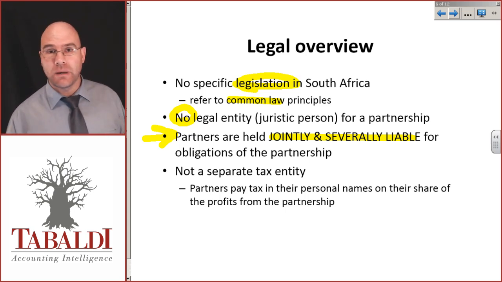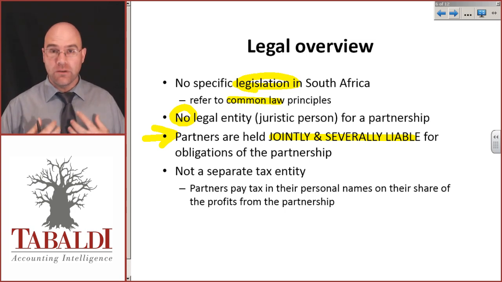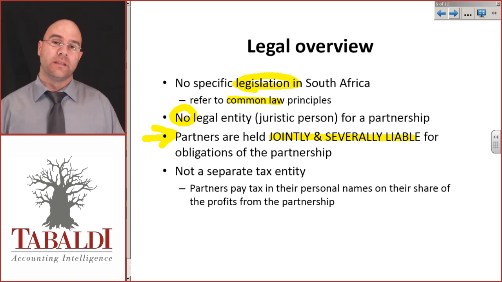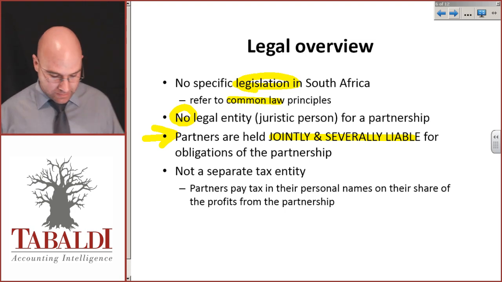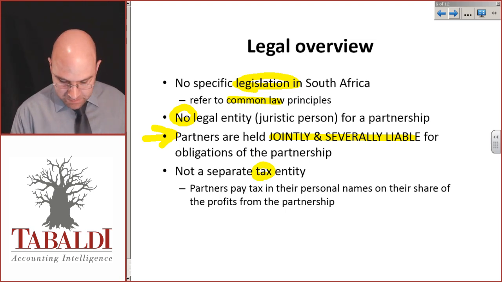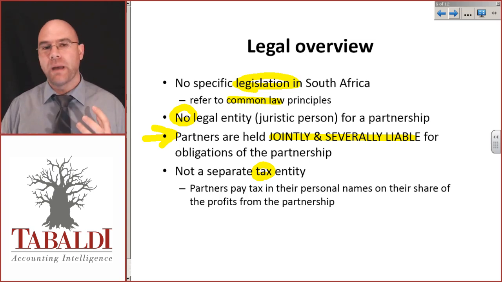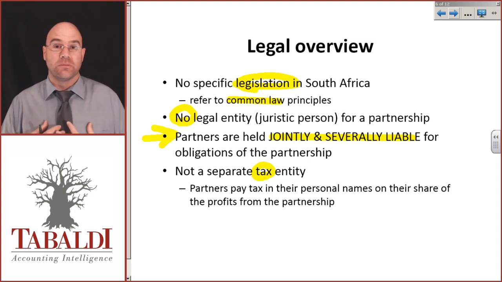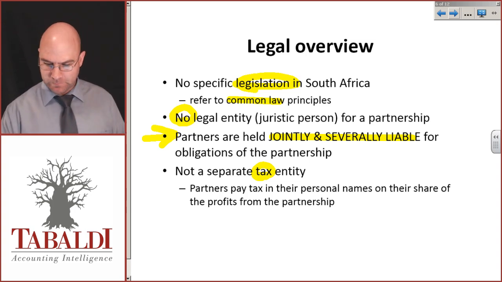Okay? If Joe runs out of money, I will be liable for all the debts of the partnership. Same for me. If I've got no money, then Joe could be held liable for all the debts of the business. Right? So jointly and severally liable. That's a big thing. Also, from a tax perspective, the partnership does not pay tax in its own right. Each of the individual partners will pay tax as individuals. So the profits from the partnership will accrue to me as a partner, and I will pay tax in my personal name.